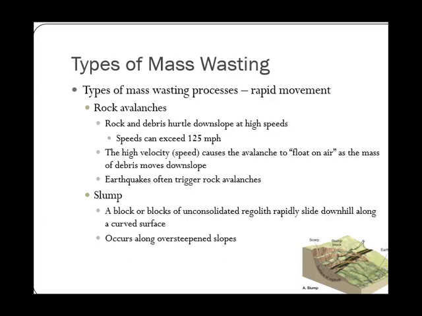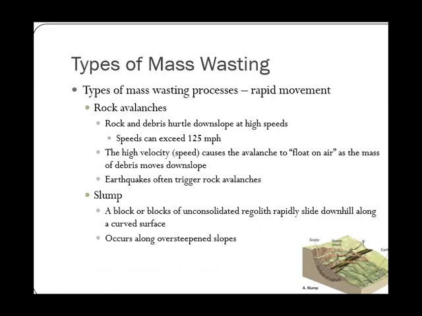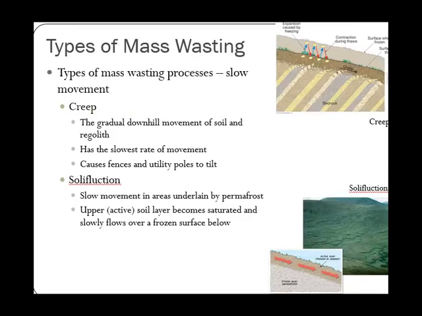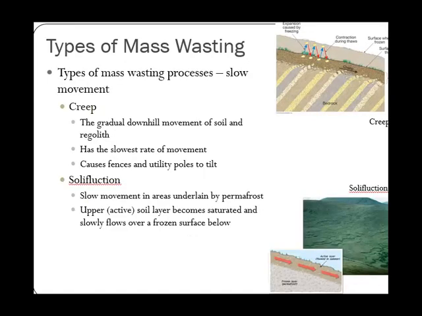You also have slump, which of course is a little bit less dramatic than rock avalanches, but still causes hills to get flattened out. A block or blocks of unconsolidated regolith, again meaning broken up pieces of rock, rapidly slide down the hill along a curved surface. This happens when the slopes are overly steepened, and they kind of have to flatten out in order to stabilize. Not as dramatic as an avalanche, but also pretty quick. Now we're going to get to the ones that are slow. These were the ones that are fast moving, rock avalanches and slump. Now we're going to look at the slow processes.